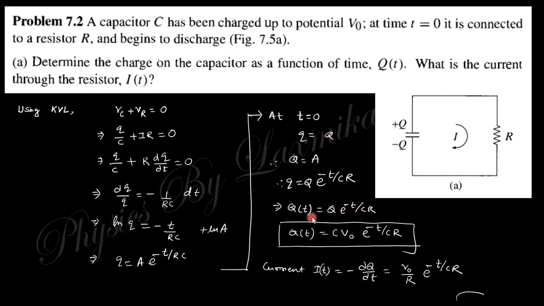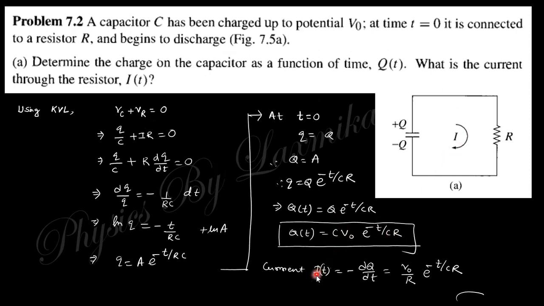This q is replaced by capital Q of t. Initially you can also take this as q of t. This is just a notation. So initially q equals CV naught. This is the charge.